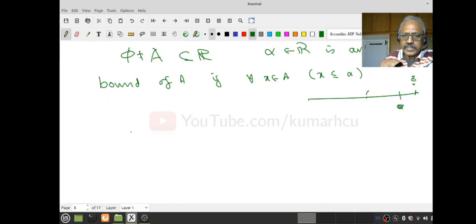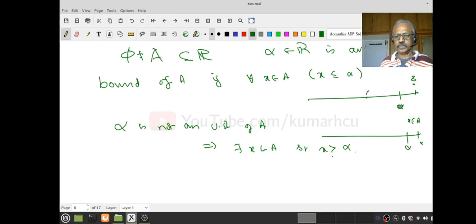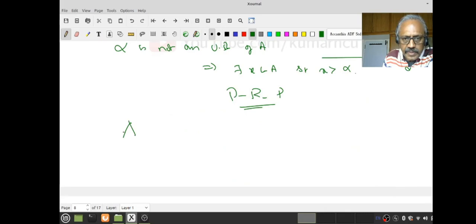So when I say alpha is not an upper bound, what does it mean? That means there exists an x in A which is strictly greater than alpha. Yeah, this is just logic. If this is the first time you are looking at this, please review it. Now suppose A is bounded above.